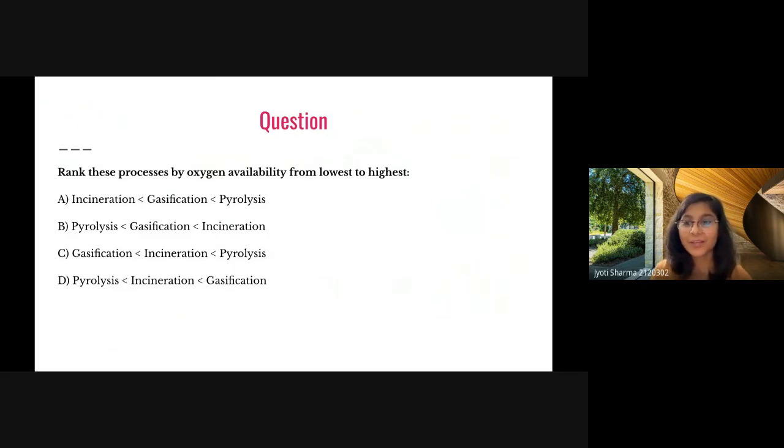Okay, I think I have already given you the explanation. Rank these processes by oxygen availability from lowest to highest: incineration, gasification, pyrolysis; gasification, incineration, pyrolysis; or pyrolysis, incineration, gasification.